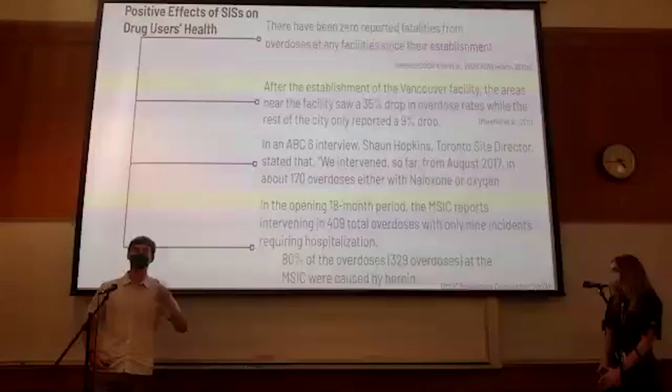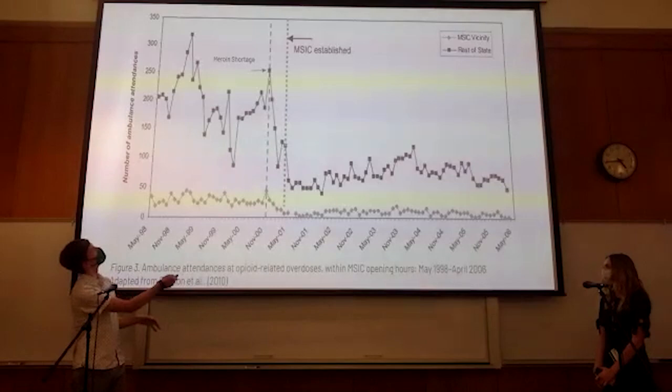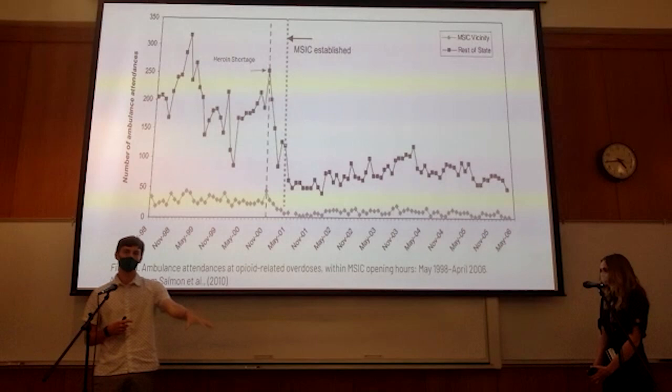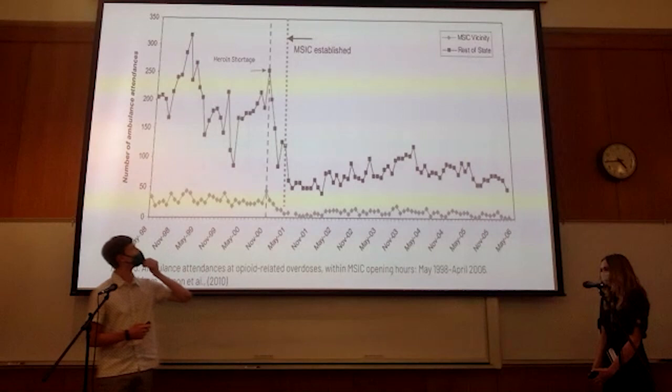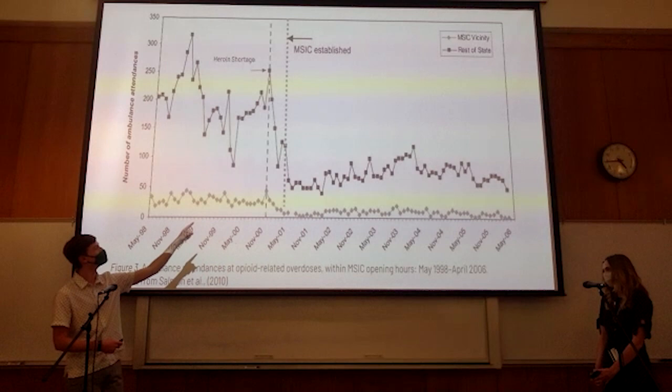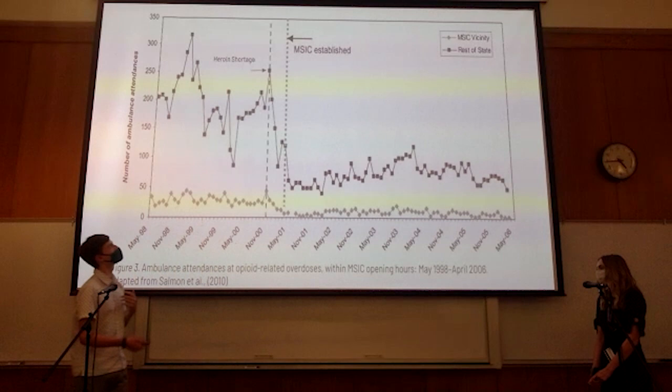We can see drops in overdose rates all around the facility, which leads us into here of the MSIC's actual overdose rate drop compared to ambulance attendances. So ambulance attendances in the King's Cross area where the MSIC is located, as compared to New South Wales, the province in Australia as a whole. We saw that there was a statistically significant drop of 7% more in the King's Cross area as compared to New South Wales, but there was a large heroin shortage right before the creation of the MSIC.